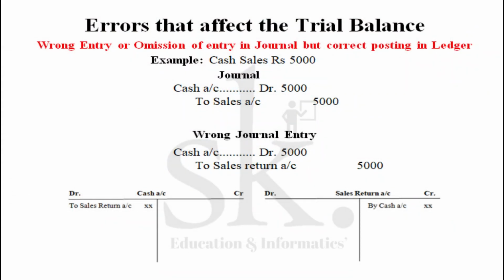The errors that affect the trial balance can also happen because of wrong entry or omission of entry in a journal, but correct posting in the ledger. Let's understand this with an example. Cash sales of rupees 5,000. The journal entry should have been cash account debit to sales account. Unfortunately, a wrong entry has been passed, cash account debit to sales return account. But correct posting has been done in the cash ledger account as well as the sales return ledger account. The problem is with the journal. The journal should be cash account debit to sales, which has been wrongly passed as cash account debit to sales return. Thereby your sales account will never match, and your trial balance will not match.